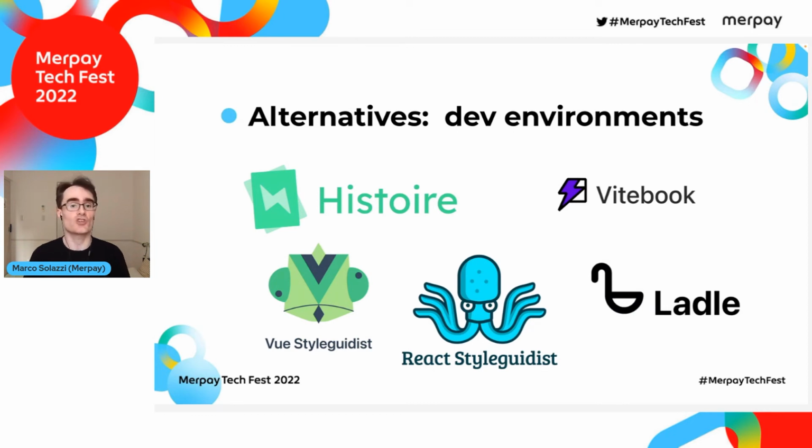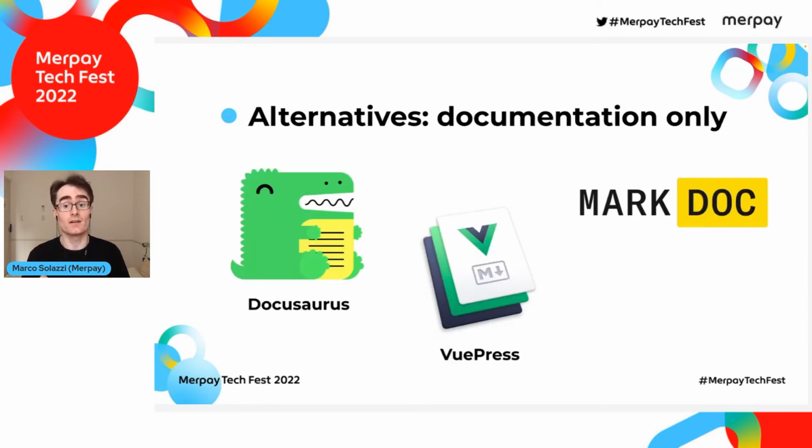For Vue.js environments, you could use Histoire or VueStyleGuidist. If your stack is based on React, you can use ReactStyleGuidist or Ladle. And then there is Vitbook, which is a sort of Storybook powered by Vite, and it is much more framework agnostic. Of course, if you don't need a development environment, you can choose a documentation-only tool.